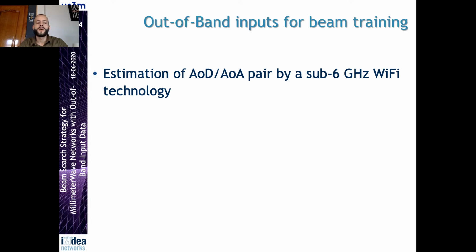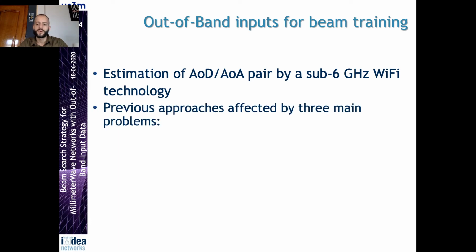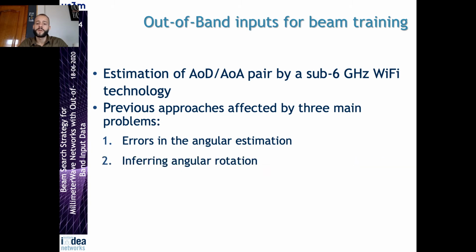In this area, we have seen that previous approaches are affected by three main problems. Let's see them one by one. The first problem is that using an access point with few elements in the antenna array, the median error in the angle estimation is about 20 degrees, more or less, meaning that a further refinement is necessary to align the antenna beams. The second problem is the angular rotation.